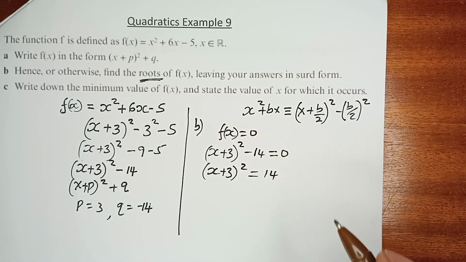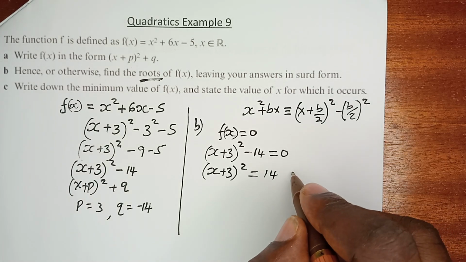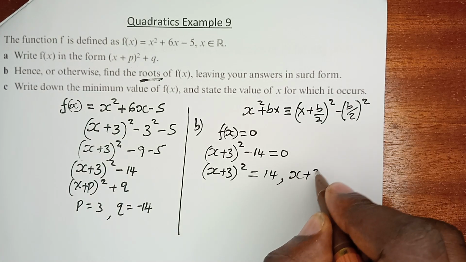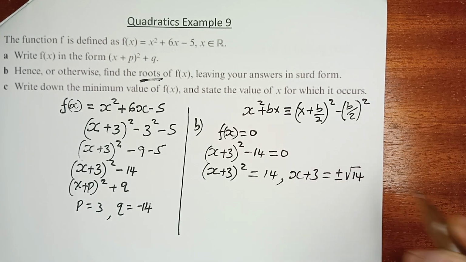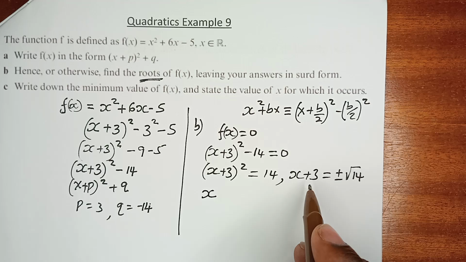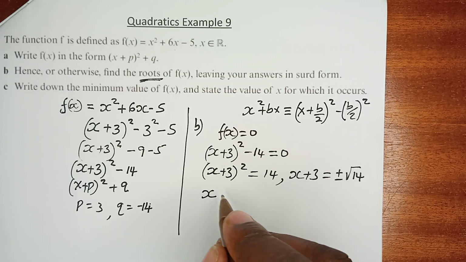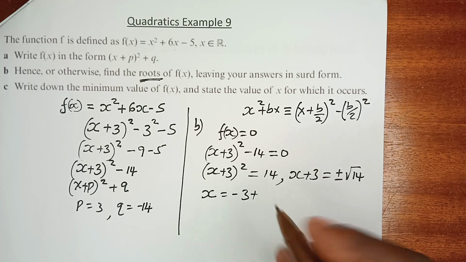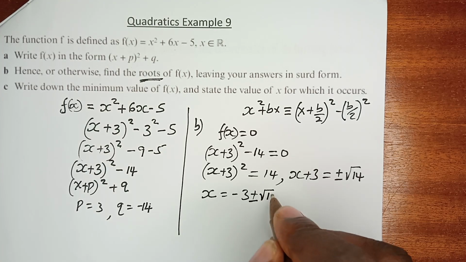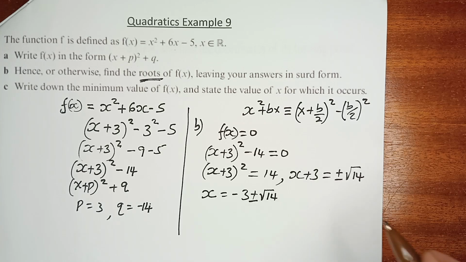Getting the square root of both sides, we have x plus 3 is equals to plus or minus the root of 14. Remember, anytime you are looking for the square root of a positive number, it is either positive or negative. And this makes x, if we make x the subject of the formula, this 3 has to go to the other side. It will be minus 3 plus or minus the root of 14. And that is just the perfect answer.